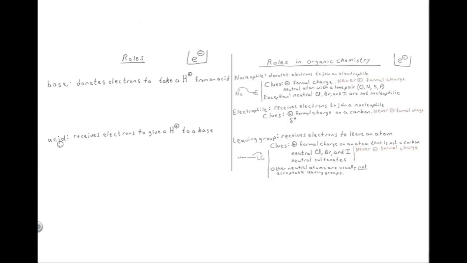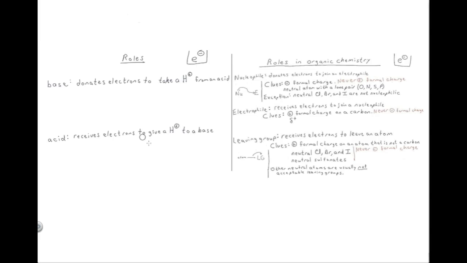You can see that an acid is somewhat similar to an electrophile and to a leaving group, because all three of those receive electrons. Acids, electrophiles, and leaving groups receive electrons. So we need a two-part definition so we can see how those three roles are different from each other. They all receive electrons, but an electrophile receives electrons to join a nucleophile. A leaving group receives electrons to leave an atom, and an acid receives electrons to give a proton to a base. So we can see how an acid is similar to, but also different from an electrophile and a leaving group using these two-part definitions.